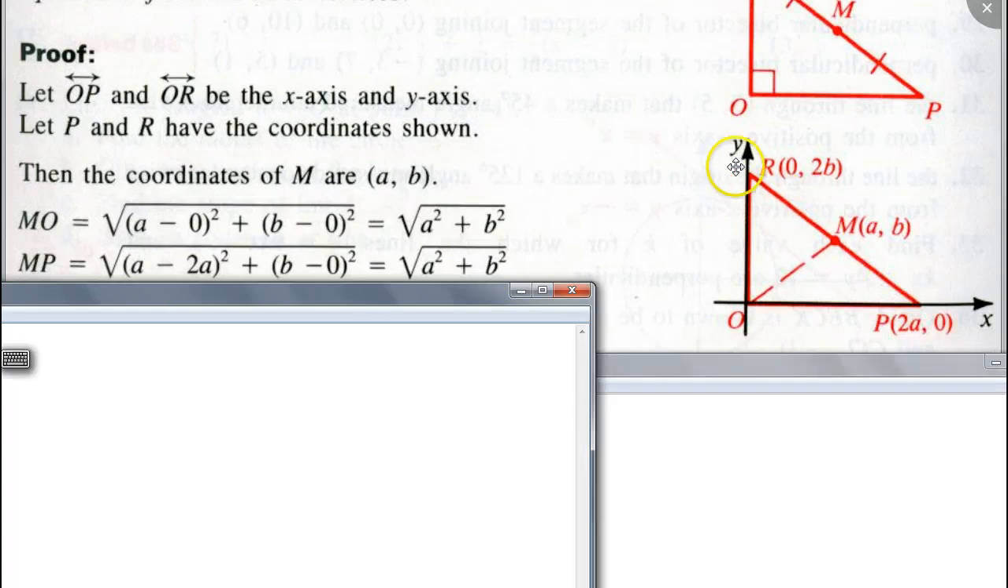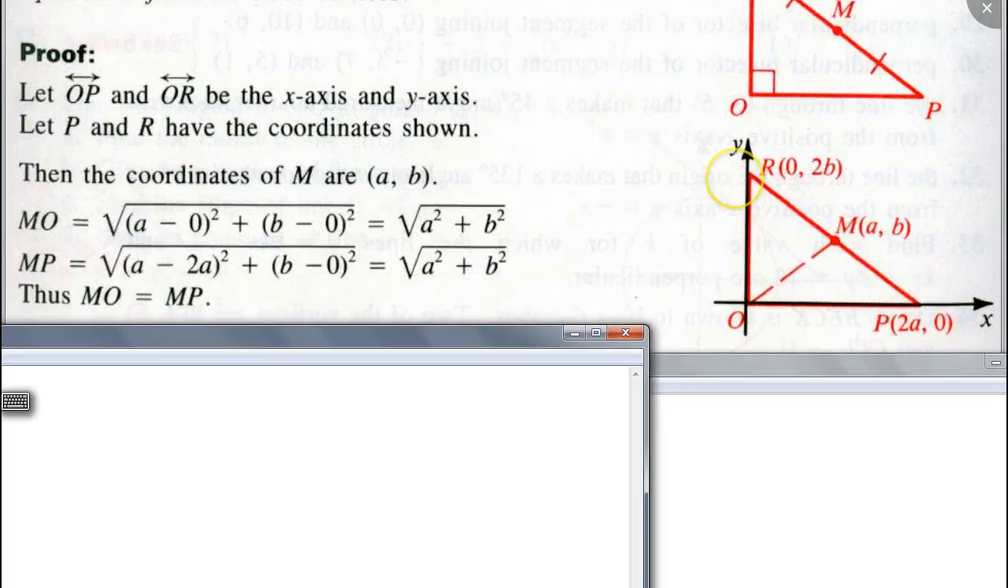Did anybody find MP, MR? Yeah, what did you get? Same thing. Exactly the same thing, right? But they don't do that because they say M is the midpoint. So why find the other one? You could, but it doesn't matter. So that's it. That's how you prove this theorem. Isn't this easy? You do this algebraically this way. You show that.